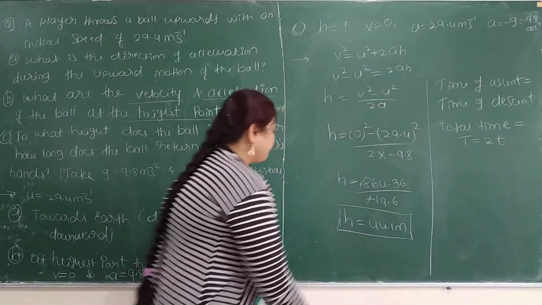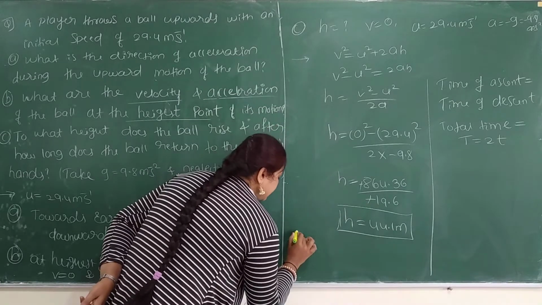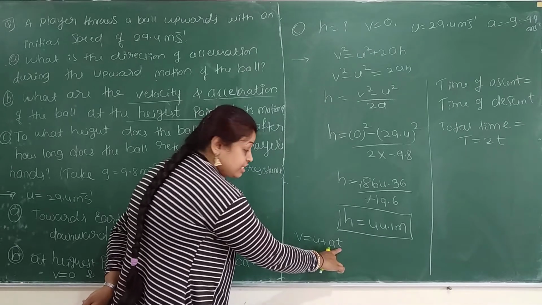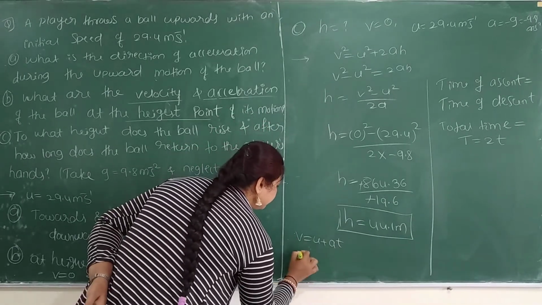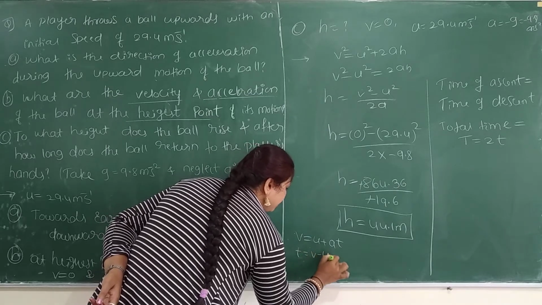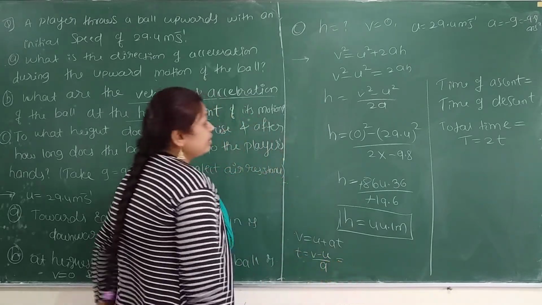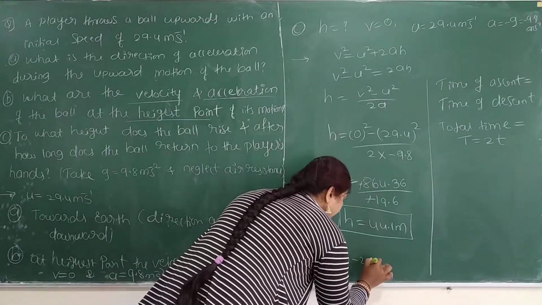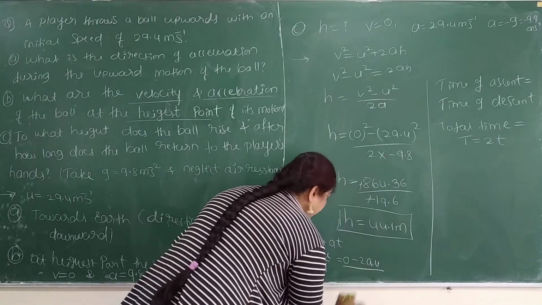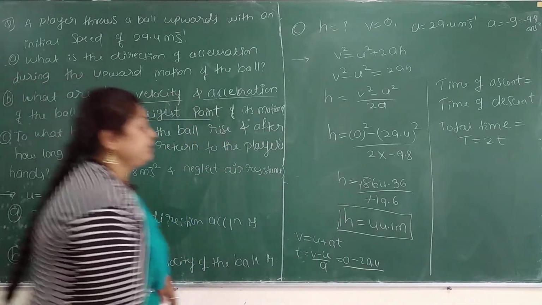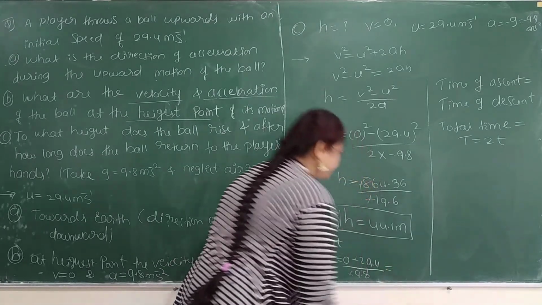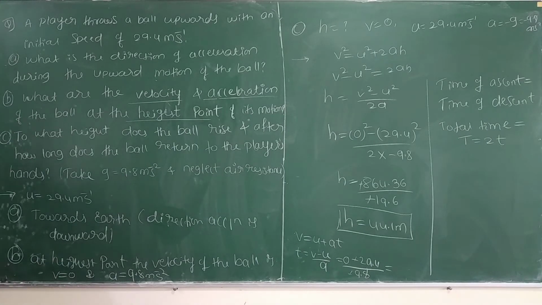How to calculate t? By using equation 1. What is that? v is equal to u plus at. Here you can calculate t. Rearranging the terms, you will get t is equal to v minus u upon a. Here final velocity is 0, then initial velocity is 29.4, divided by acceleration 9.8. Minus minus gets cancelled, and 29.4 divided by 9.8. How much will you get?